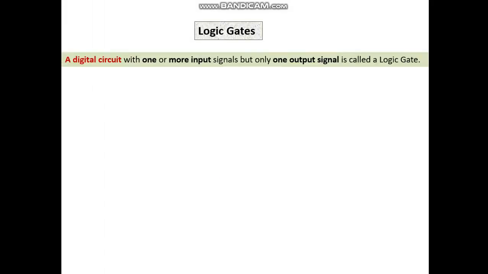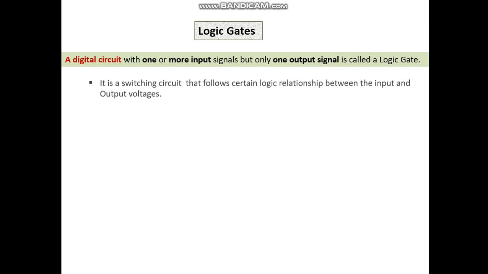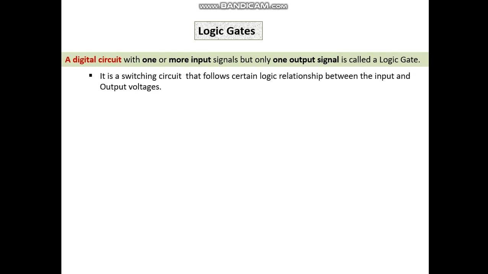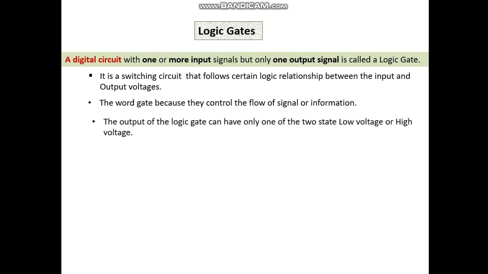Now let's see what logic gates are. A digital circuit with one or more input signals but only one output signal is called a logic gate. It is a switching circuit that follows a certain logic relationship between the input and the output voltages. The word gate is used because it controls the flow of signal or information. The output of the logic gate can have only one of two states, low voltage or high voltage. The output depends on the input.